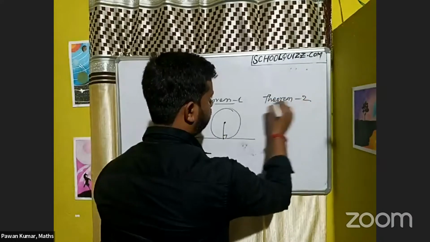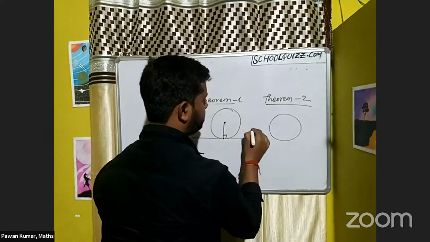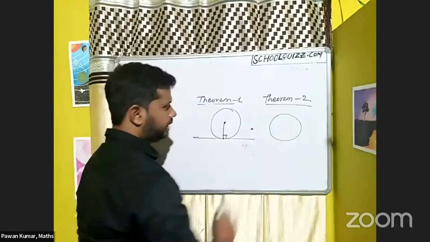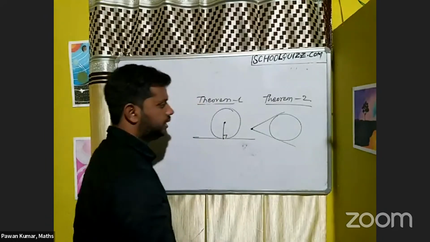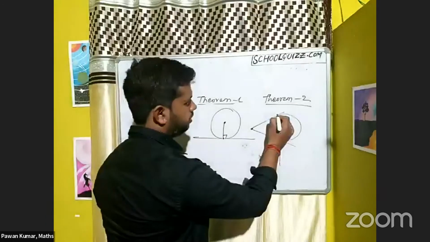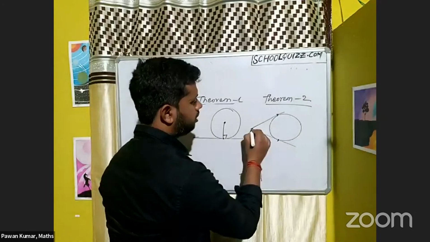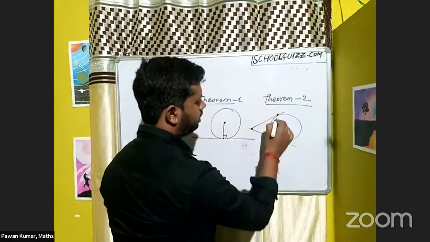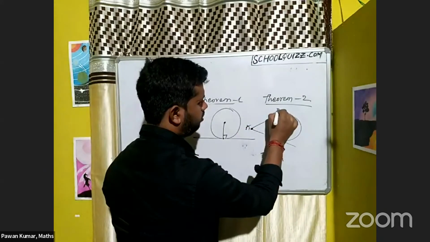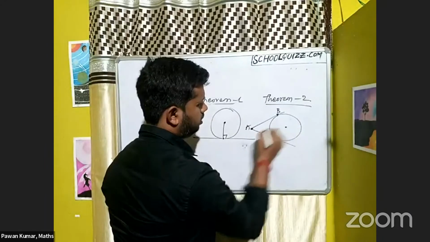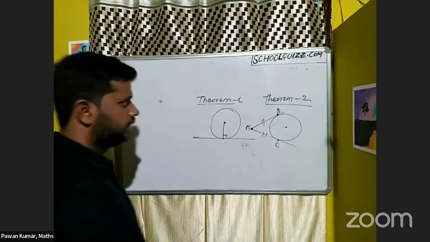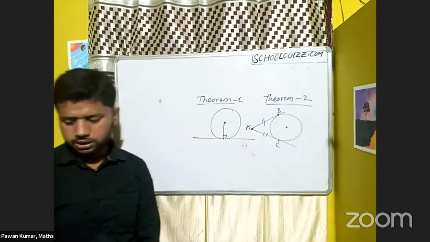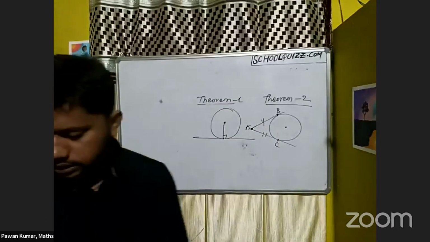So theorem 2 will say, suppose a point is there, and if I draw any tangents from that point to the same circle, then wherever there is a point of contact, the tangent lengths will be equal. Suppose A, B, C is there. So this AB is equal to AC. These are the two theorems they have in your 10th section.